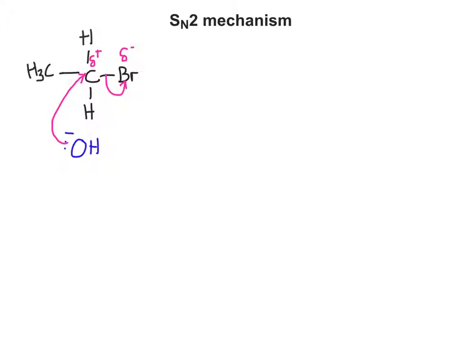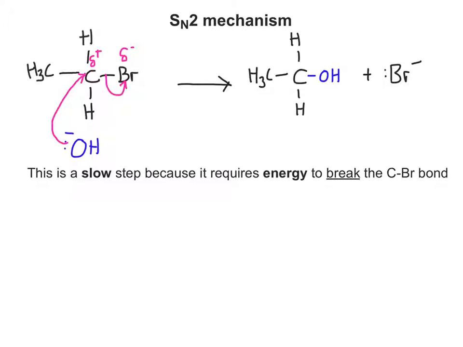Now this happens simultaneously, so straight away you can see that the concentration of OH- and the concentration of the original haloalkane are going to affect the rate-determining step. So remembering that bond breaking is endothermic, there's going to be an energy requirement to break the carbon-bromine bond by heterolytic fission.